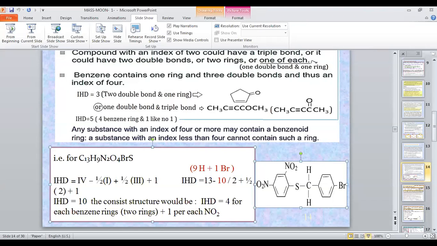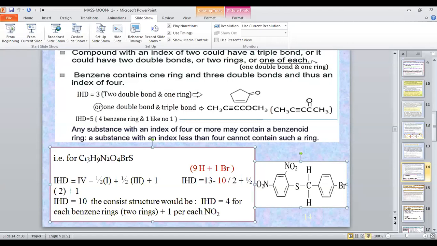What is chlorine equal to? It is equal to 35. It has another isotope which is equal to 37, but which one is the more abundant one? It is 35. So I am going to subtract 35 from 112. I am going to get 77, which is equal to the molecular weight of the hydrocarbon.